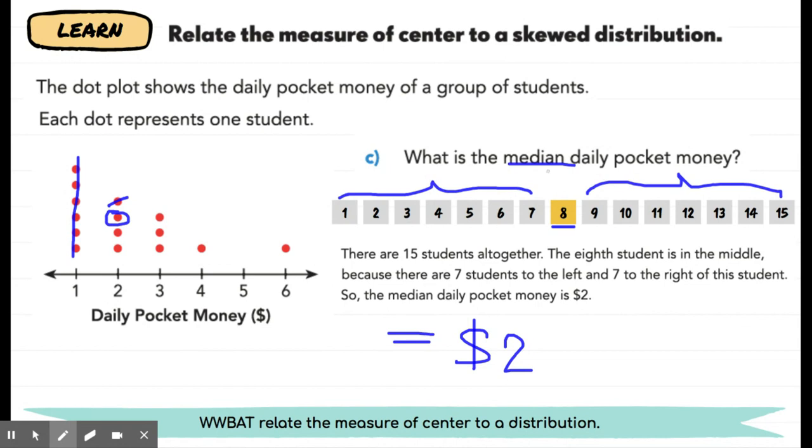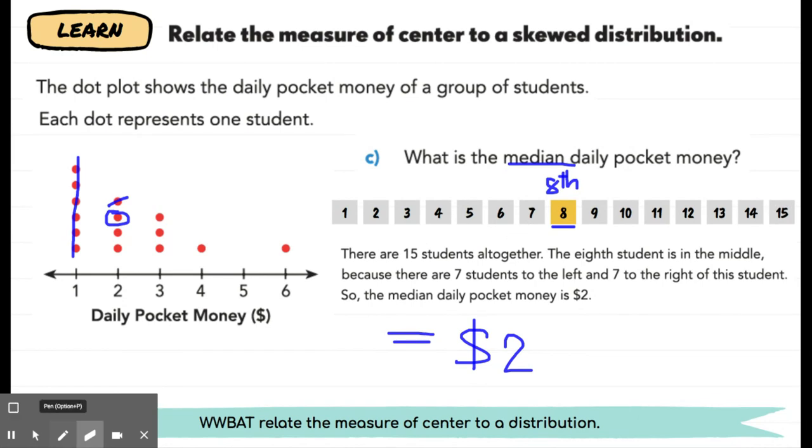Again, to find the median, you're finding the value in the middle. Since there are 15 people, the value in the middle is the 8th person. And when I arrange it from least to greatest, the first 7 people are out. And then the 8th person is the person in the middle. And then the last 7 people also didn't count as the median. So my median is $2.